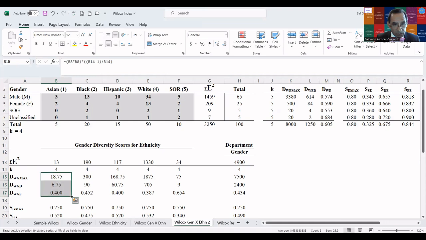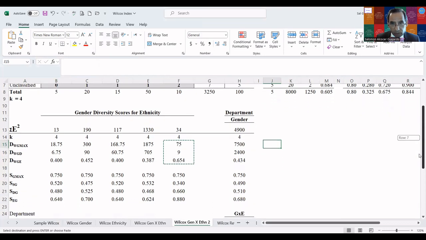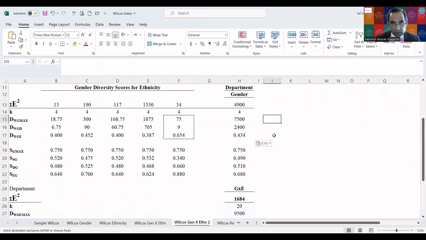Again, I can just copy that formula over for the other groups. And that gives me the diversity score for the other groups. Again, I can copy that same formula for the total population, for the total workforce. And that gives me 0.434 as a diversity score, the standardized Wilcox score for the entire organization for gender.